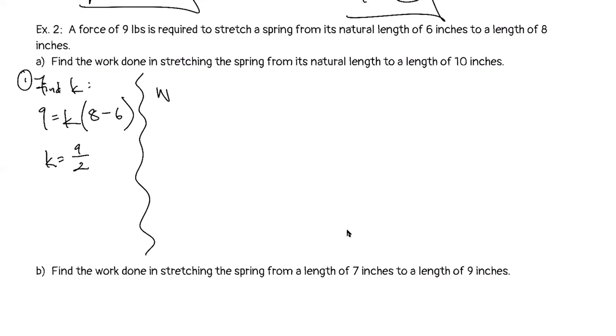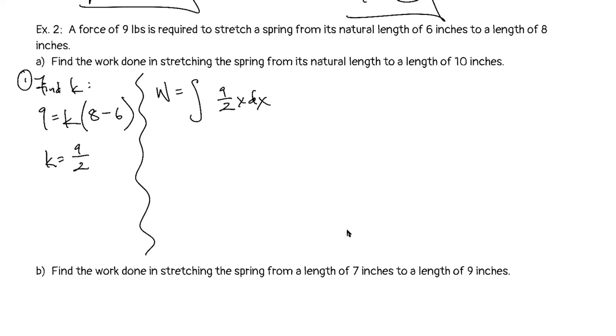So to find our work in part A, we know we're going to have the integral of 9 halves x dx. What are our bounds going to be? 0 to 4. How'd you get that? Because I don't see 0 to 4 anywhere in the question. Your lower bound would be whatever length you're starting at minus your natural length, and your upper bound would be your ending length minus your natural length.